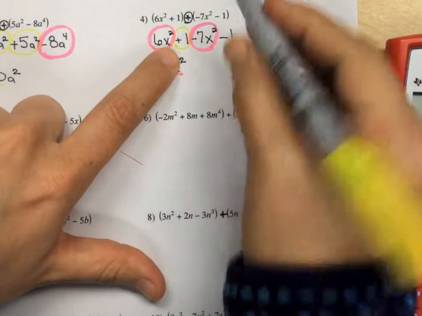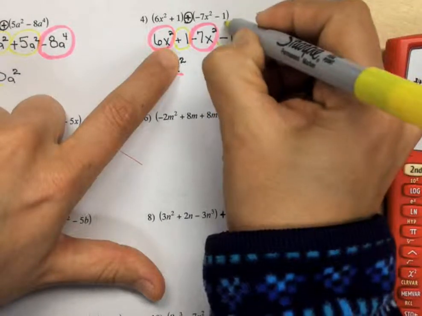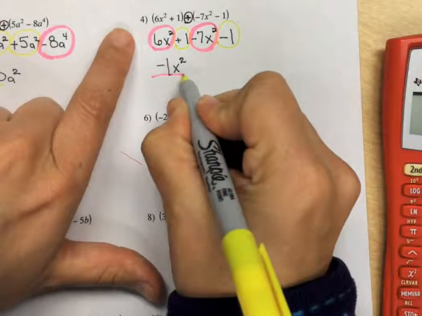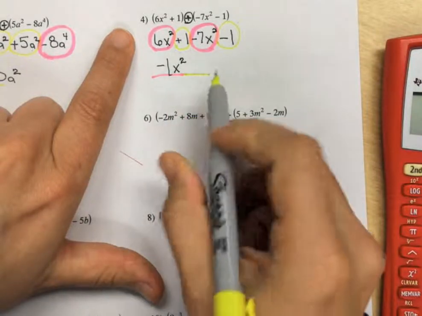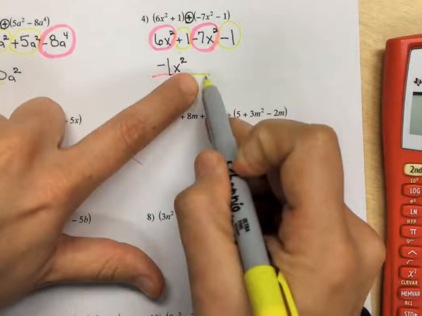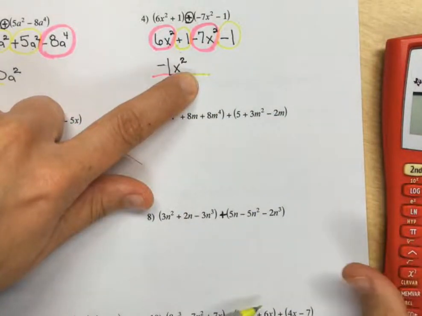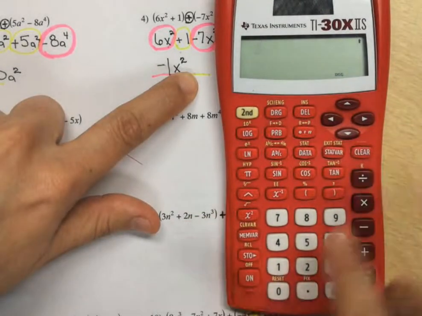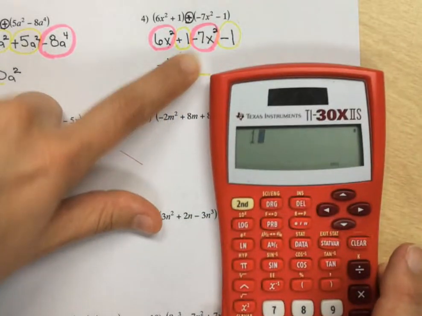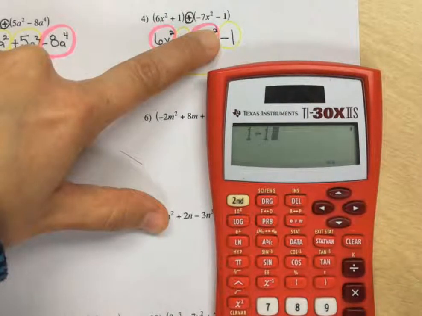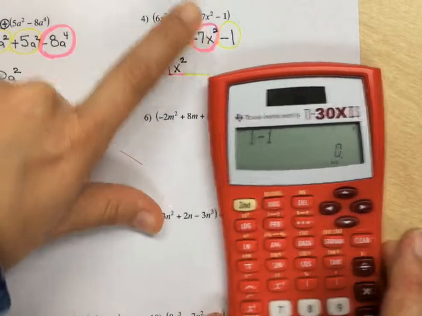I have plus 1. I have minus 1. I'm going to attach my same color line here. I'm combining these two terms. Let's put this in the calculator to see what we get. We have 1 minus 1. Our answer is 0.